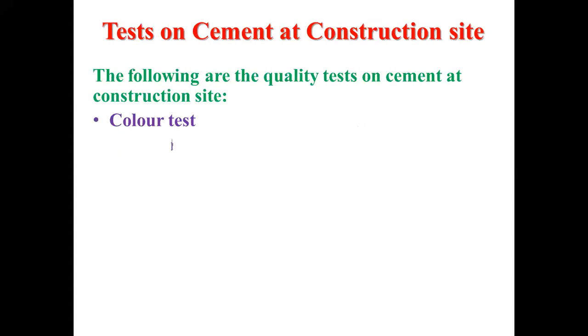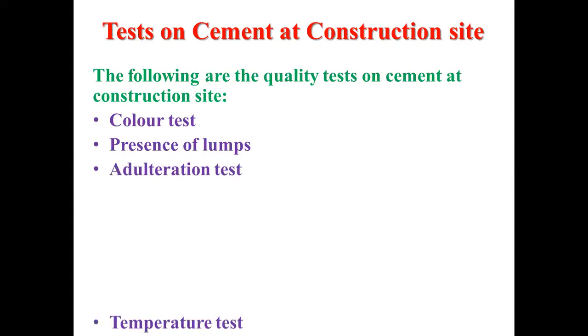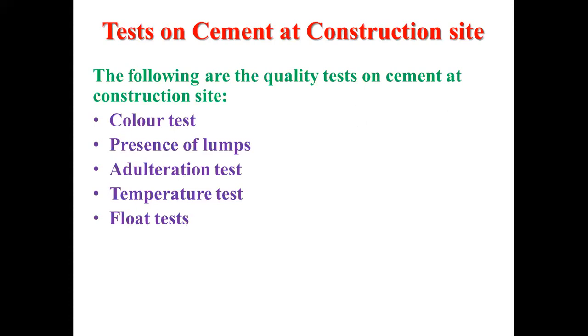The second one is the presence of lumps. Third is the adulteration test. Fourth is the temperature test. Fifth is the float test. Sixth is the strength test. Seventh is the setting test, and the last one is date packing.